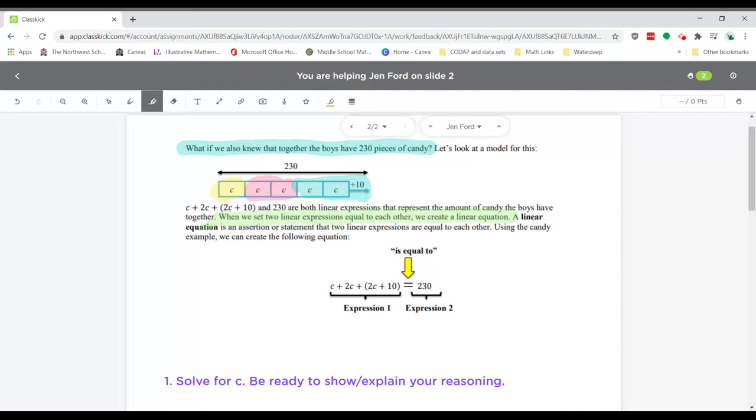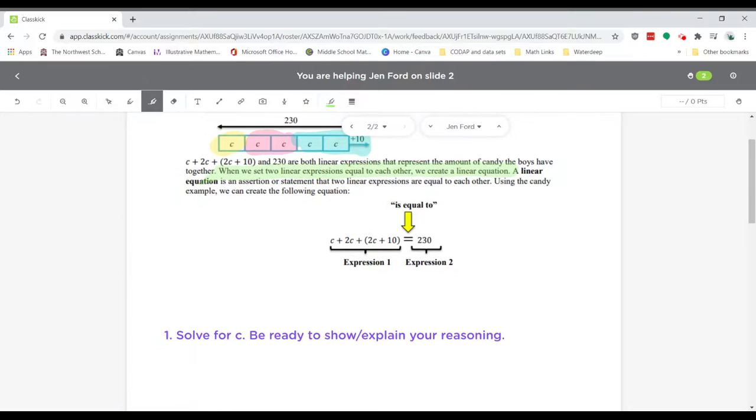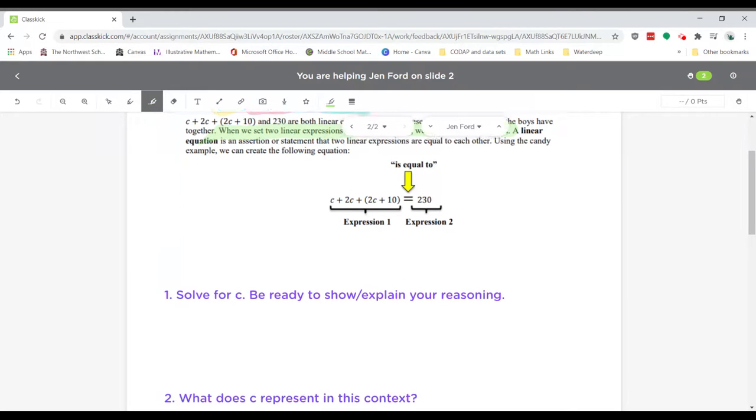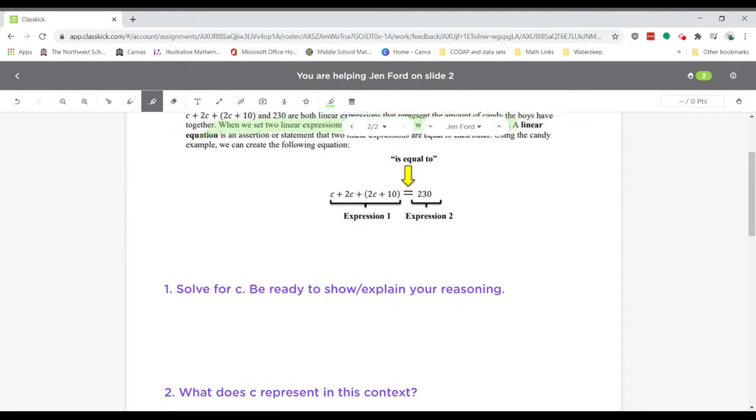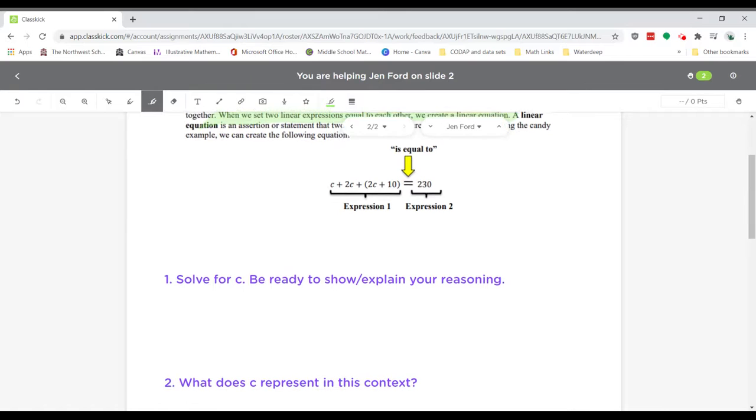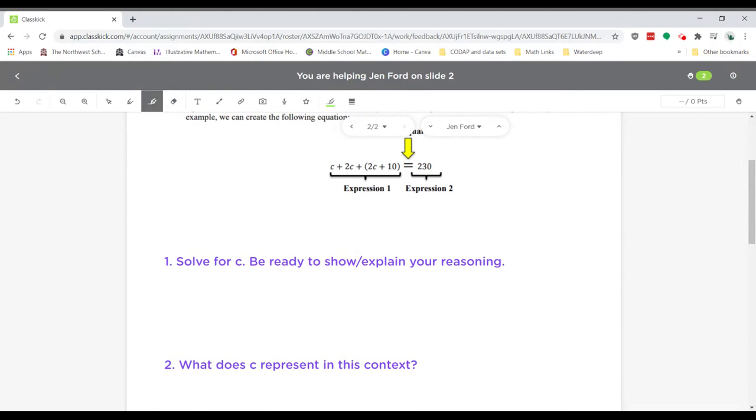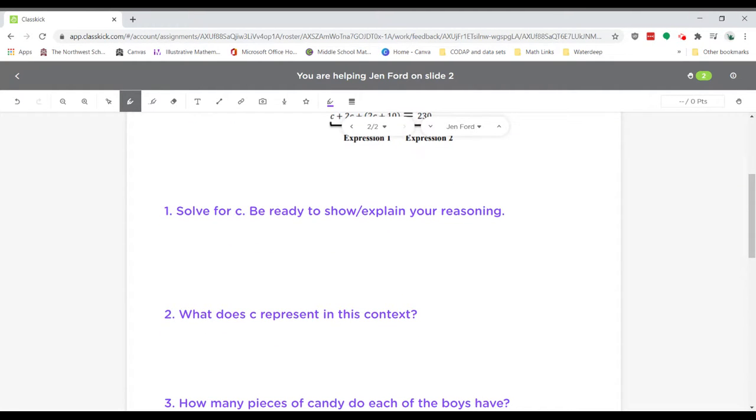Using the candy example, we can create the following equation. So you can see that equal sign is stating the relationship that the expression C plus 2C plus 2C plus 10 has the same value or is equal to 230. All right, solve for C, be ready to show your reasoning. There's lots of ways to get here. I'm not going to show that part, but I will tell you that when you're done solving, C equals 44.